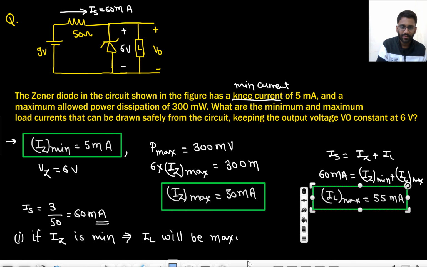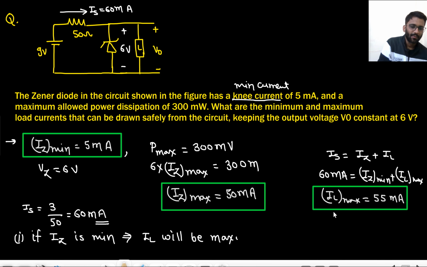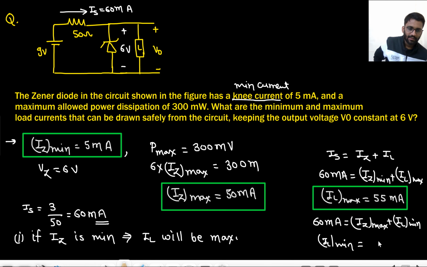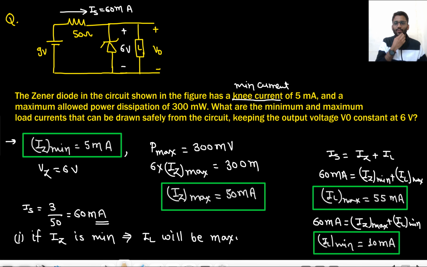Okay, I can use a different box or that is fine. And what about the other case? IS is fixed, that is 60 milliampere. If IZ is maximum, that means your IL will be minimum. What is your IZ maximum? Maximum current it can take is 50 milliampere. So your IL minimum would be 60 minus 50, that means 10 milliampere. So basically the range of load current is 10 to 55 milliampere.